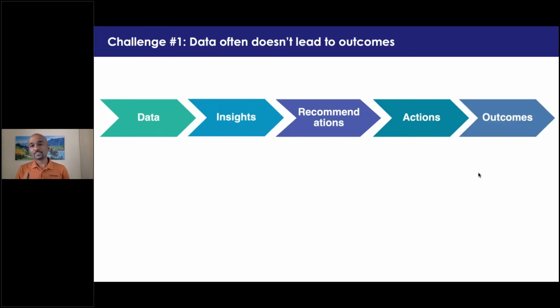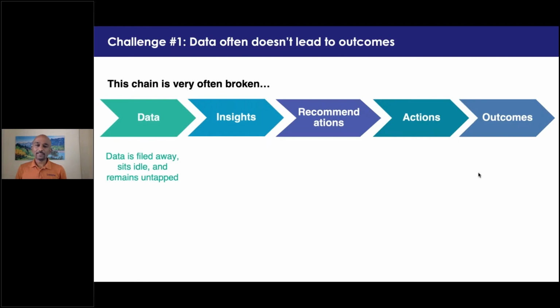And finally, the actions should lead to outcome. This is the chain I was talking about. It could be broken anywhere. Often, organizations have a lot of data. They file it away, but they don't really tap into the value. Data, when it is just stored, doesn't realize its potential.